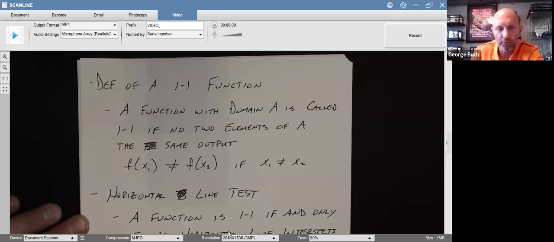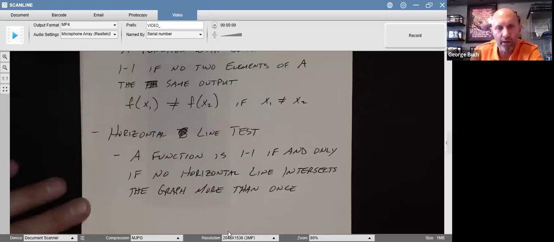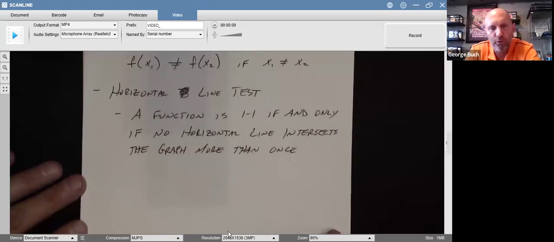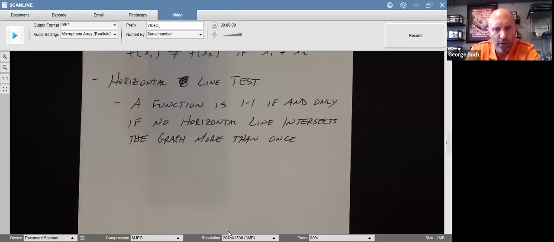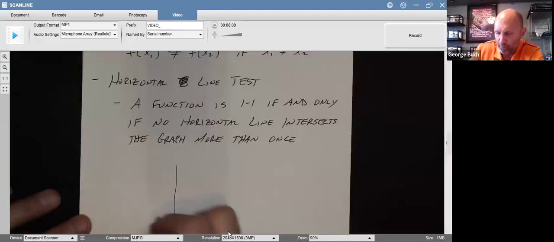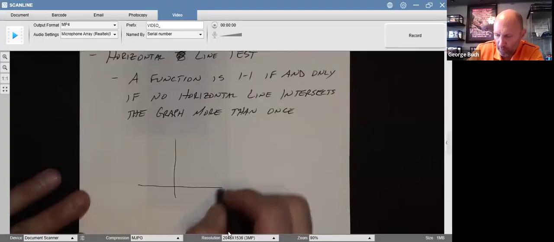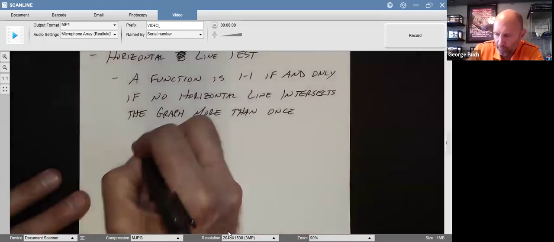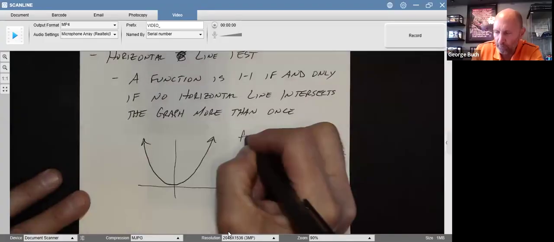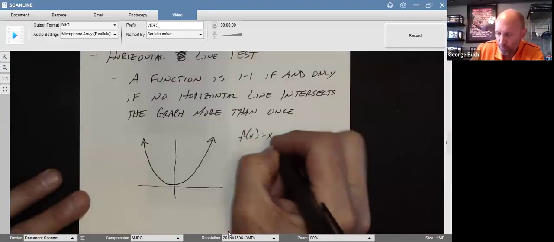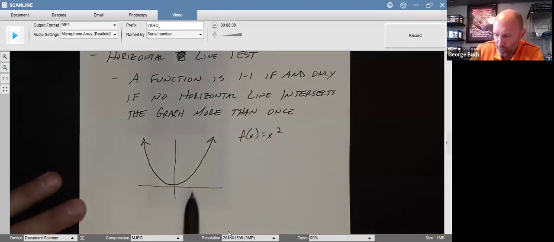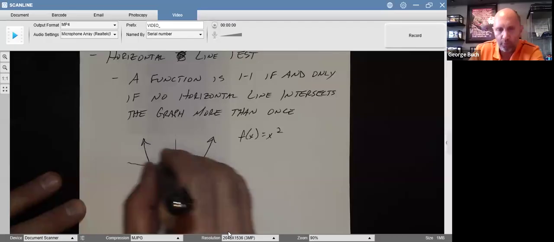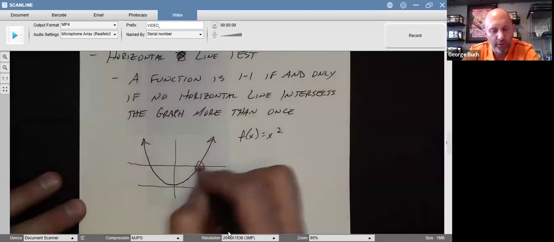Whoops, sorry, let me move that up for you. So horizontal line test: the function is 1-to-1 if and only if no horizontal line intersects the graph more than once. The most common example we know right now is our parabola, right? So if f of x is equal to x squared, this is obviously not 1-to-1 because pretty much anywhere I draw a horizontal line, it's going to hit this graph at 2 points.